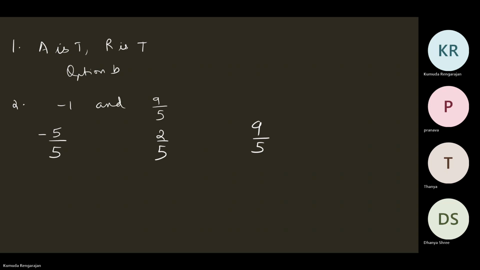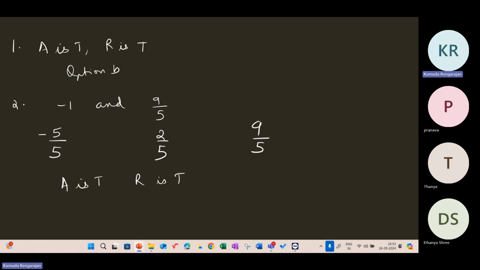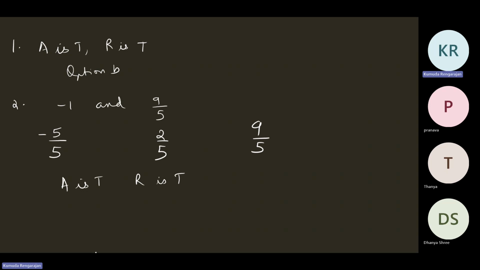True. There are infinitely many rational numbers between two rational numbers. So the assertion is true, the reason is true, and the reason is an explanation for the assertion, because the assertion is about 2 by 5 being between -1 and 9 by 5. And the reason is that there are infinitely many rationals between two rational numbers.